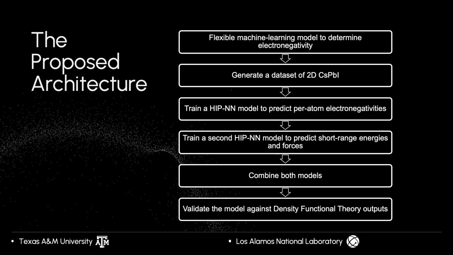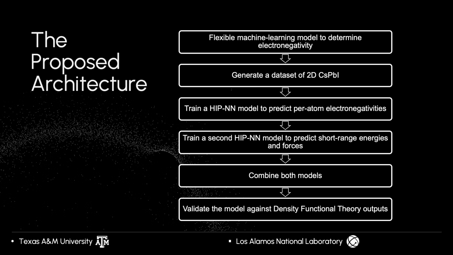To learn per-atom electronegativities, we'll be employing the HIP-NN, the Hierarchically Interacting Particle Neural Network, an in-house deep neural network architecture at LANL. Predicted electronegativities will be fed into a charge equilibration system that enforces overall electroneutrality and assigns partial charges to every atom in a given configuration.